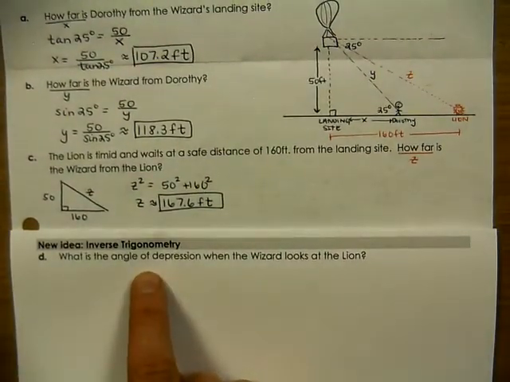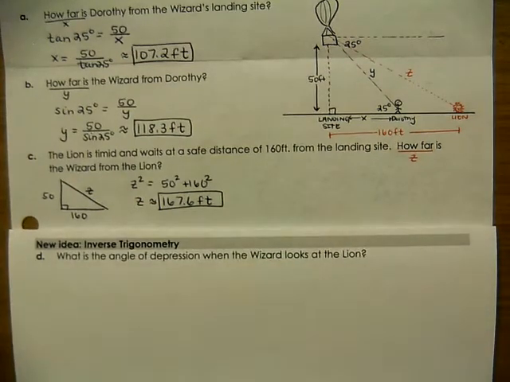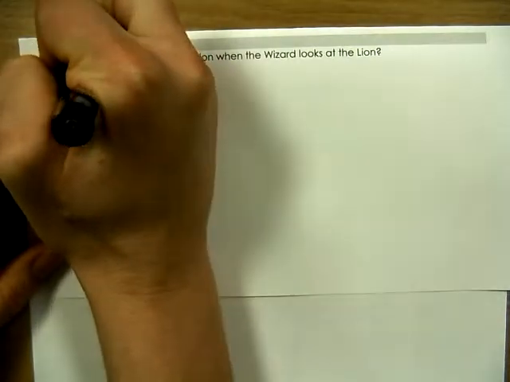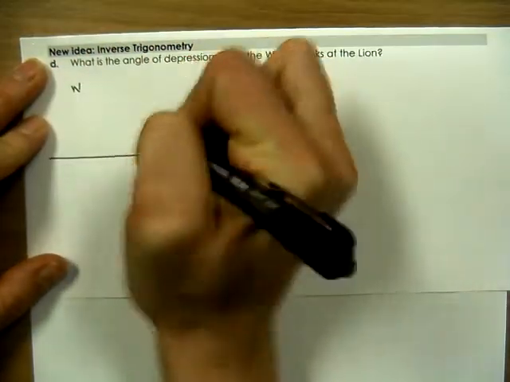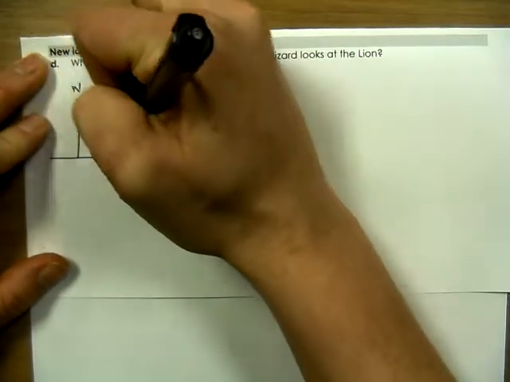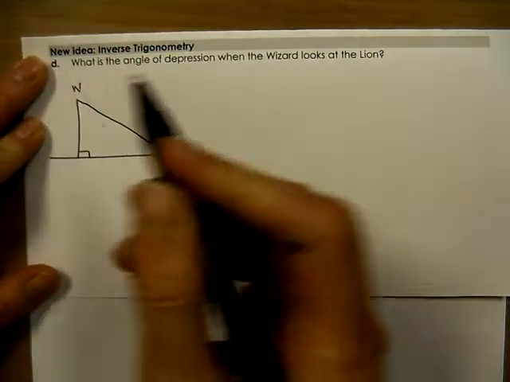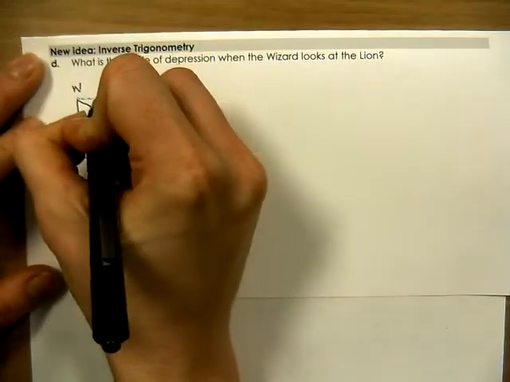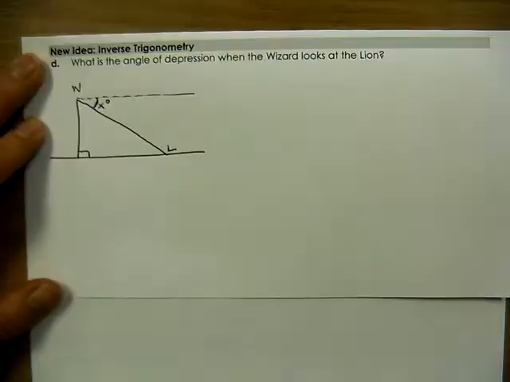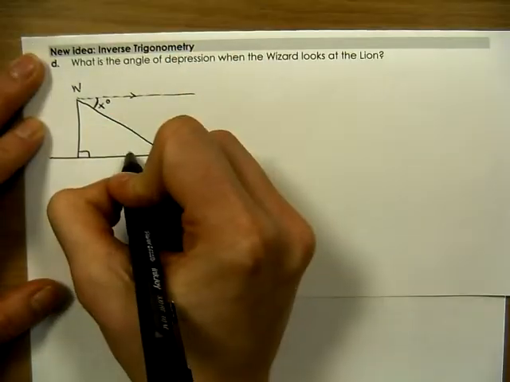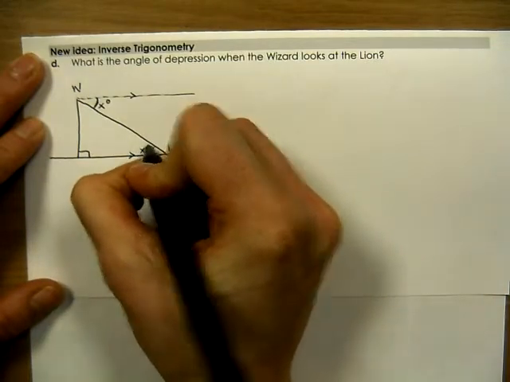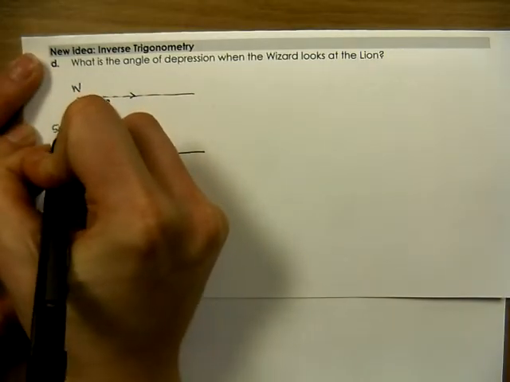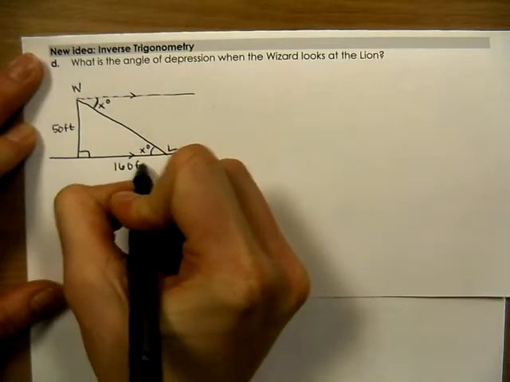For part D, it's asking, what is the angle of depression when the wizard looks at the line? If I were to redraw that picture, we have the wizard up here, we're on the ground, the line is down here. If I just draw this triangle, we're assuming this is a right angle, and it wants the angle of depression. Remember, for angle of depression you always start at the horizontal, and depression goes down, so this is the angle we're talking about. I'll label that X degrees. The horizontals are always parallel, so that's also this angle right here. We have that this is 50 feet, and this is 160 feet.